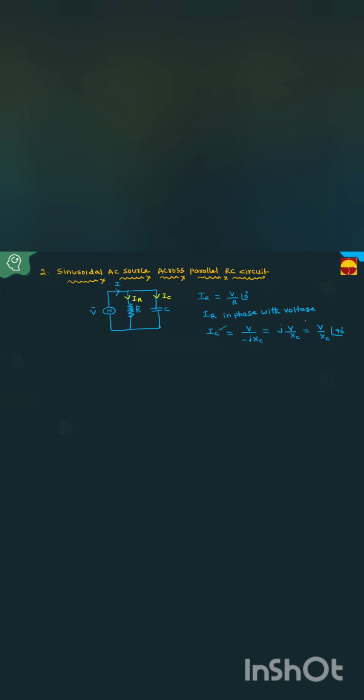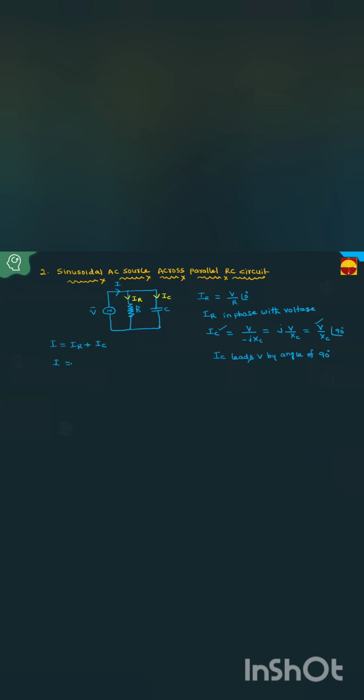That means what is the observation here? Plus 90 means anti-clockwise angle. Anti-clockwise angle is leading. That's why IC leads V by an angle of 90 degrees. You can also write it like this: I equals IR plus IC.